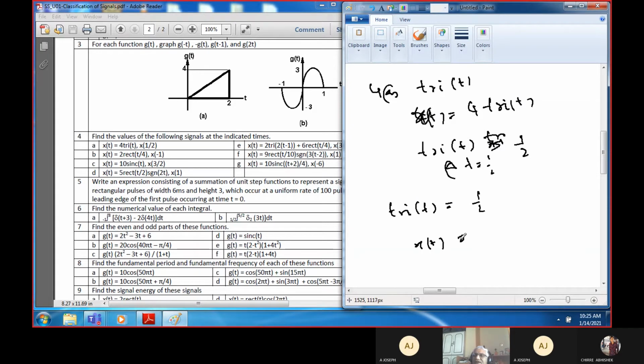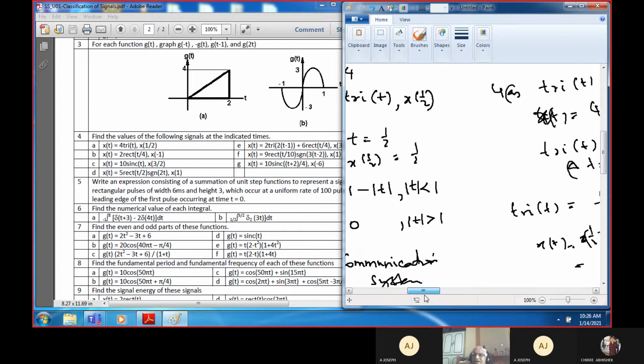Then what is x of t? X of half is equal to 4 TRI of t. See, I made a mistake there. 4 TRI of t, so that means 4 into 1 by 2. So this is equal to 2. So when you are in a hurry, you will make mistakes like this. 4 into 1 by 2 is equal to 2. So let me go back here and make the correction.